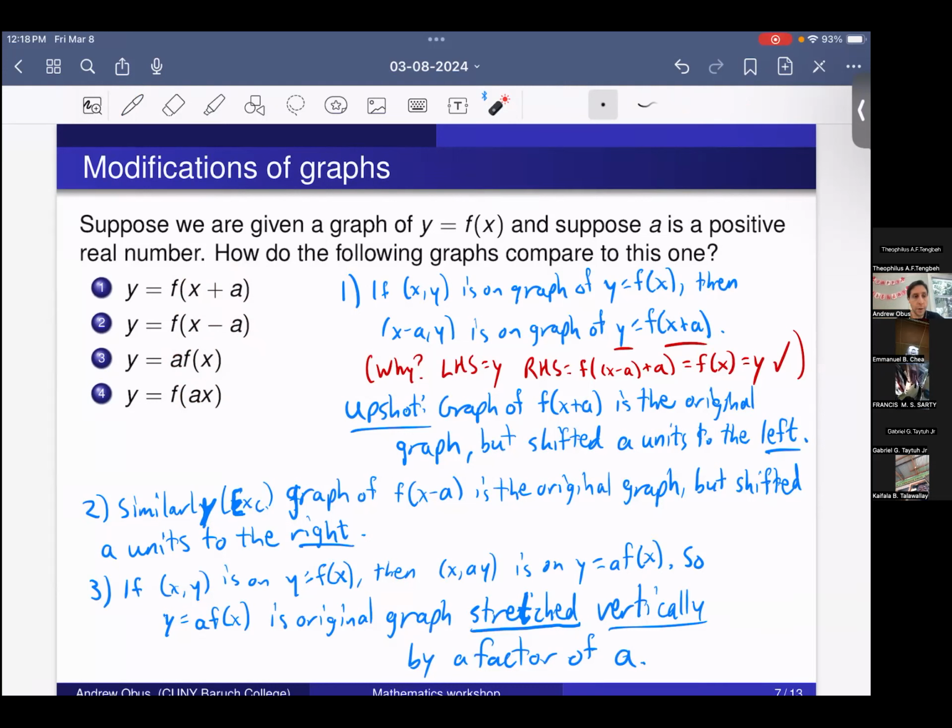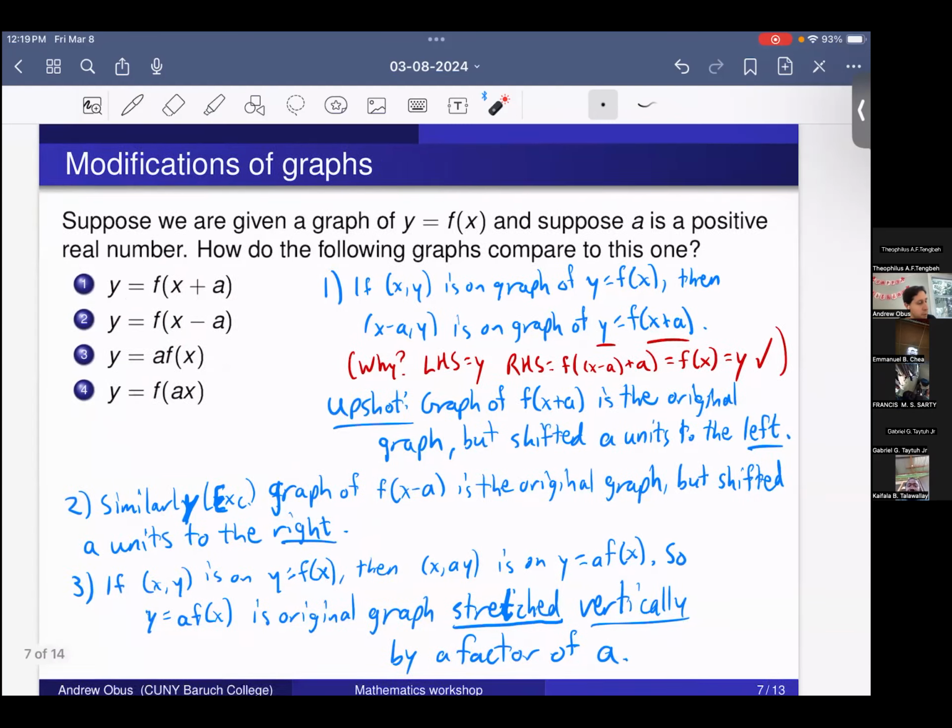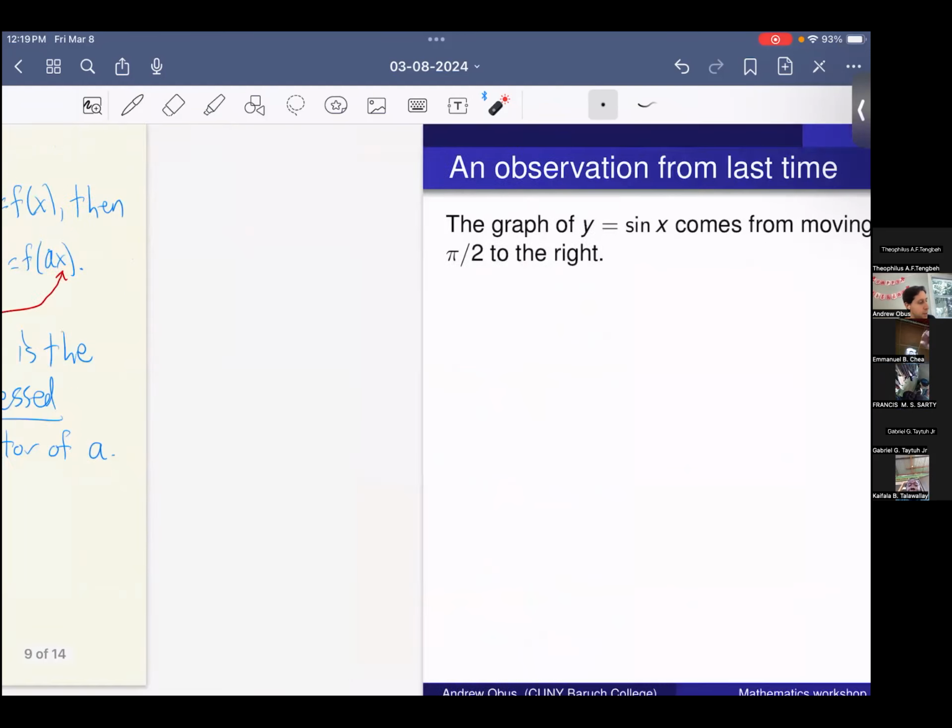So these are all things that you can do with graphs. It's probably worth just memorizing this. Going through and re-deriving this every time is probably more time than you need to spend. So I would just memorize: x plus a shifts you to the left, x minus a shifts you to the right, and so on. a f of x stretches vertically, f of ax compresses horizontally. So these are our graph modifications.